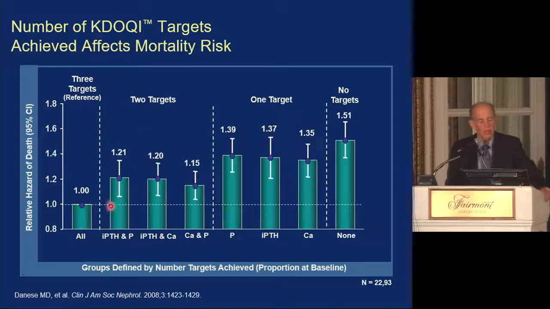Those that hit all 3 guidelines did the best. Those who missed 1 but hit 2 didn't do as well. This is the increase in mortality, death. If they hit 1 target, didn't hit 2, they didn't do as well. If they didn't hit any targets, 51% increase in mortality. I don't know if I took this patient walking in the door and miraculously got him to hit all of the 3.